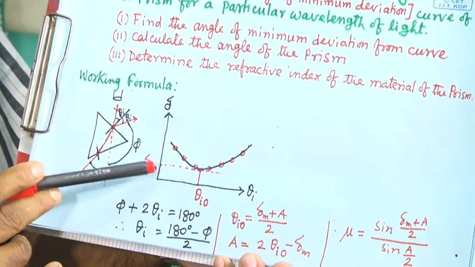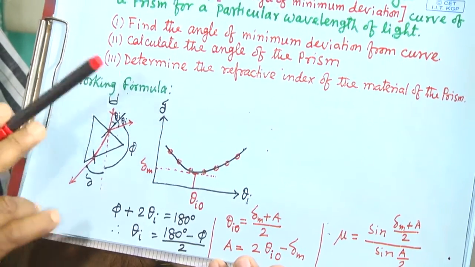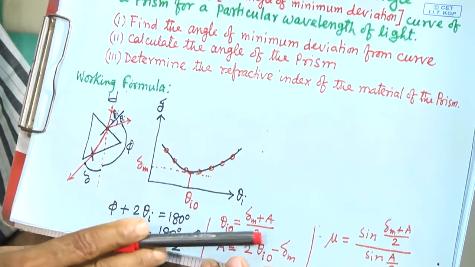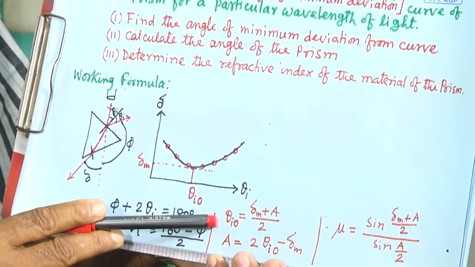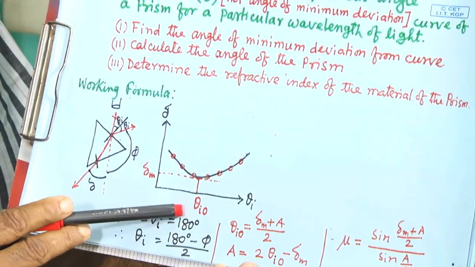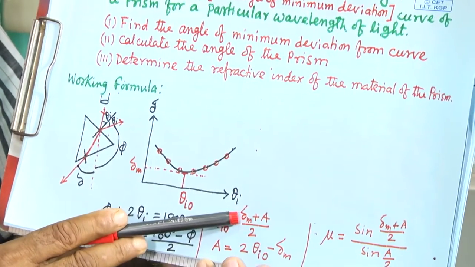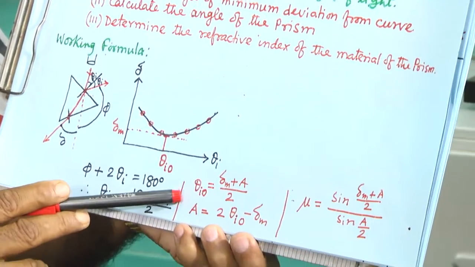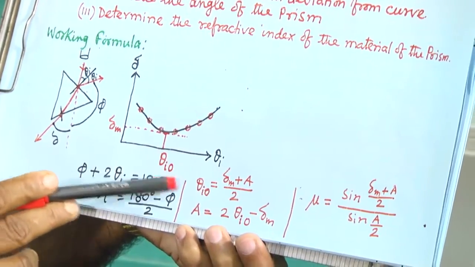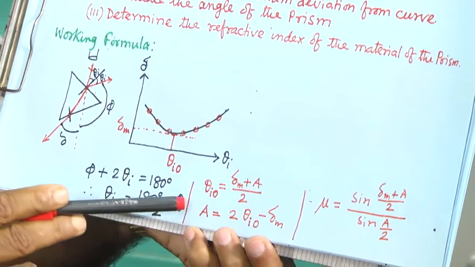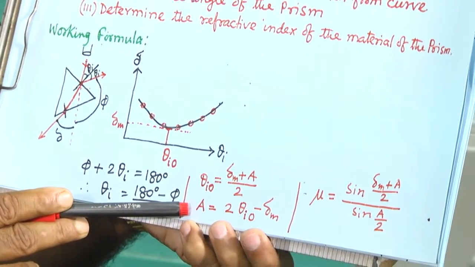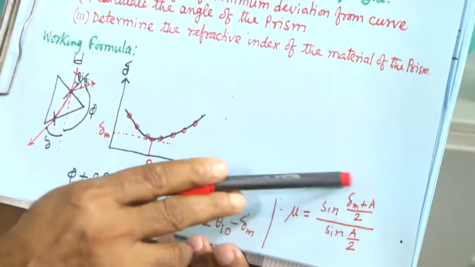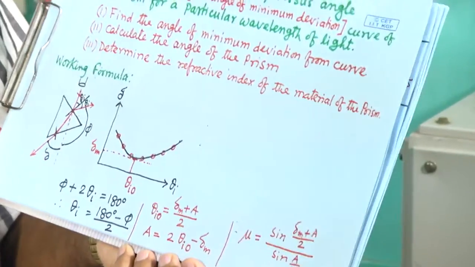So now you know the minimum deviation for this prism for a particular wavelength. And basically, using this relation, theta I 0, at which you are getting the minimum deviation, is equal to delta m, the minimum deviation, plus the angle of prism, divided by 2. So, you know the theta I 0 and you know the delta m, so you can find out the angle of prism. If you know the angle of prism and the minimum deviation, the refractive index you can calculate using this formula.